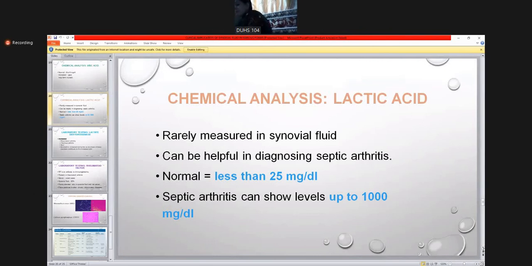Now then come to lactic acid. Lactic acid is usually used to differentiate between gonococcal and non-gonococcal septic arthritis and non-septic acute arthritis. Bacterial endotoxins can cause an increase in the amount of lactate in the synovial fluid. It is rarely measured in the synovial fluid, mostly it is not measured, but it can be helpful in diagnosing septic arthritis. Normally it is less than 25 milligrams per deciliter, and in septic arthritis you can see how much its level is increased, that is 1000 milligrams per deciliter.